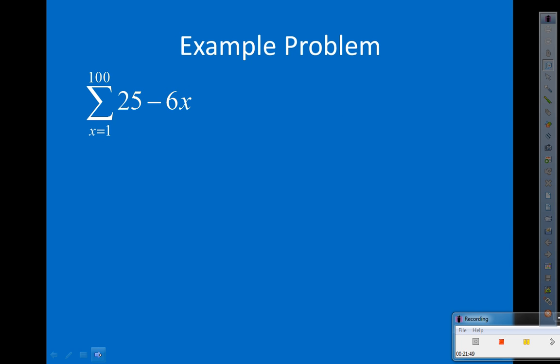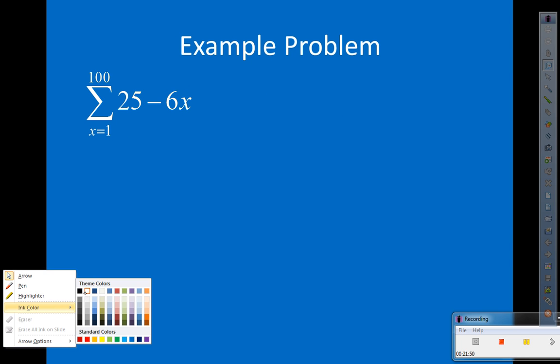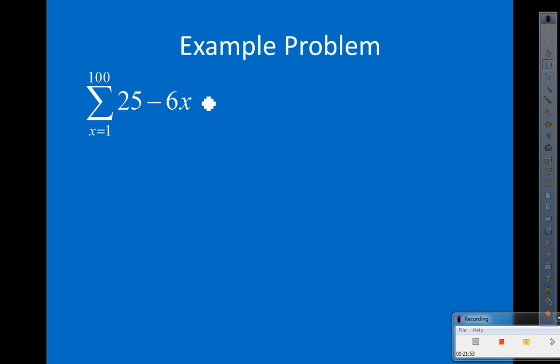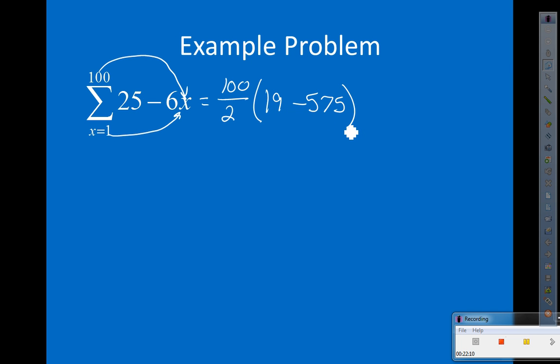Here's my next example. Same thing. I'm going to pick the pace up though. To get this total, 100 divided by 2 times, plug in a 1, I'm going to get 19. Plug in a 100, and I'm going to get negative 575. So I'm going to put minus 575. Run that through my calculator. I got negative 27,800.